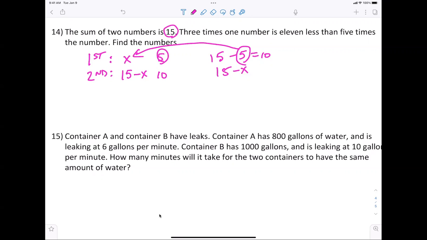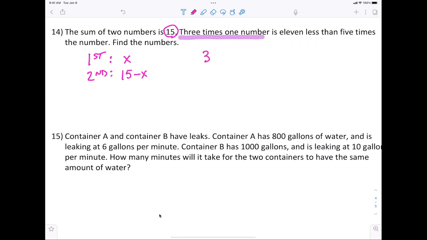All right, so with that in mind, now that you've learned that, I would like to hear from Jacob. Tell me. No, I want you to read this. 3 times one number. How do I write that? No, these are just made up numbers. 3 times x. 3x equals 11.